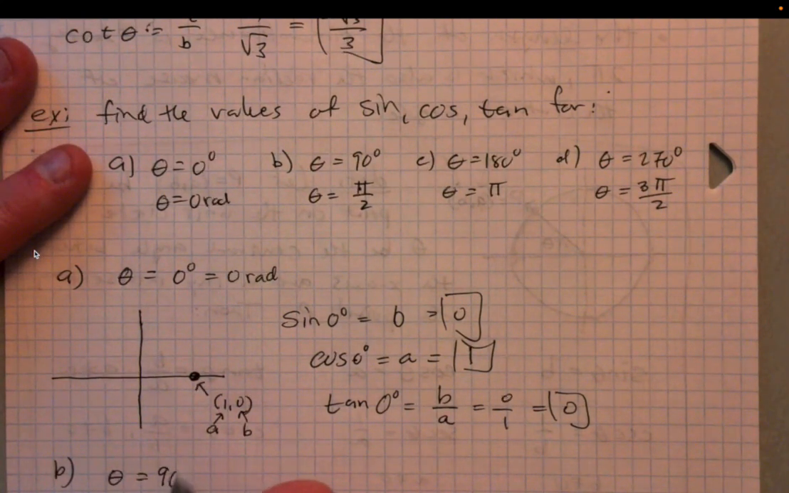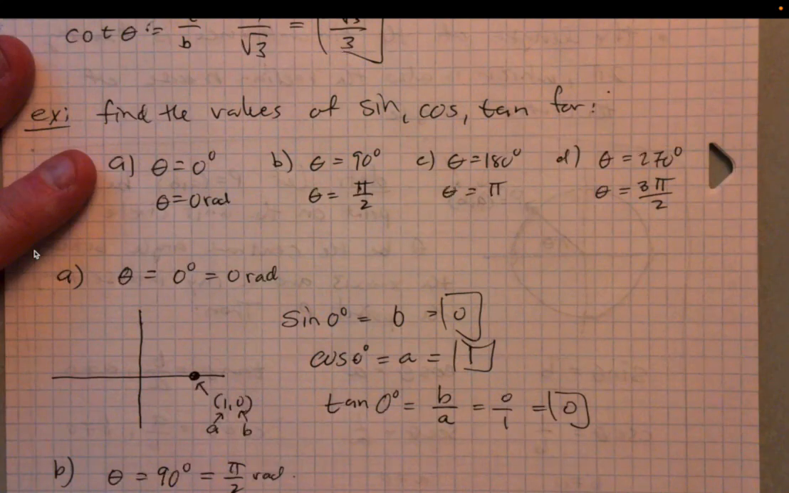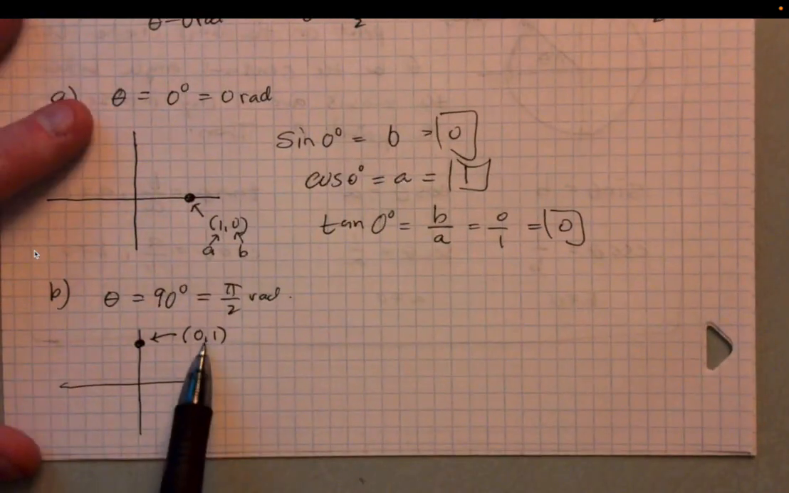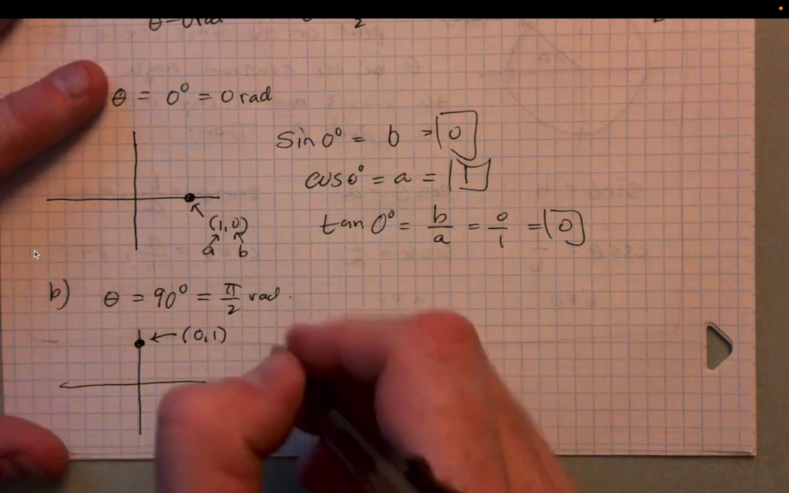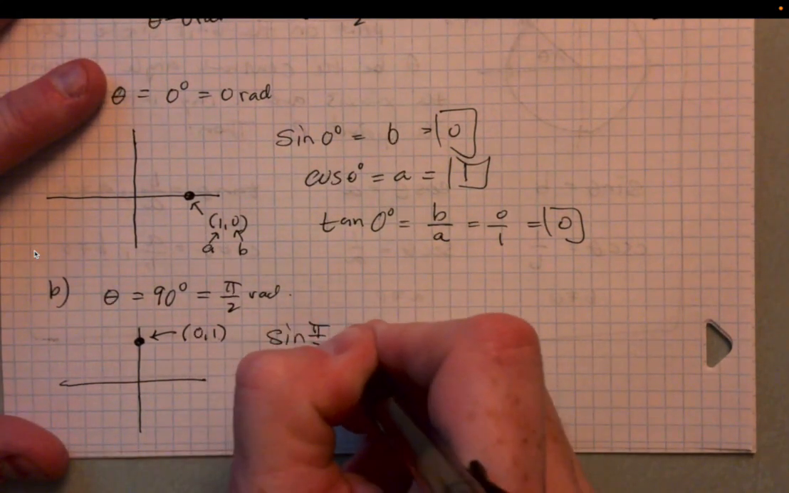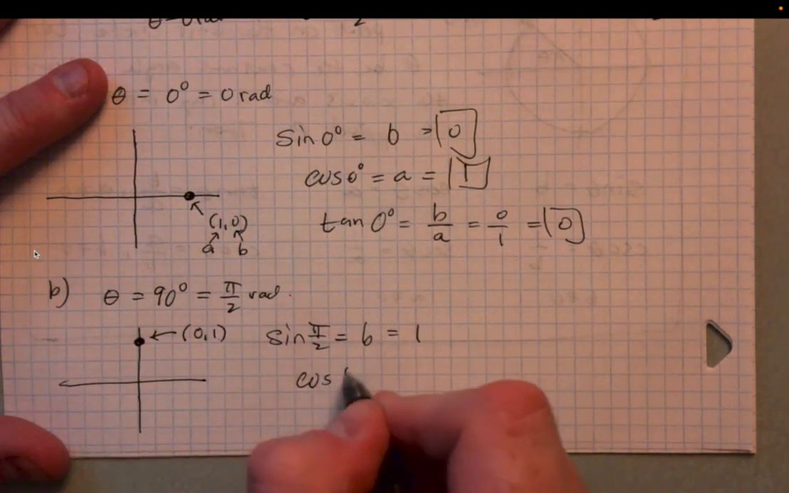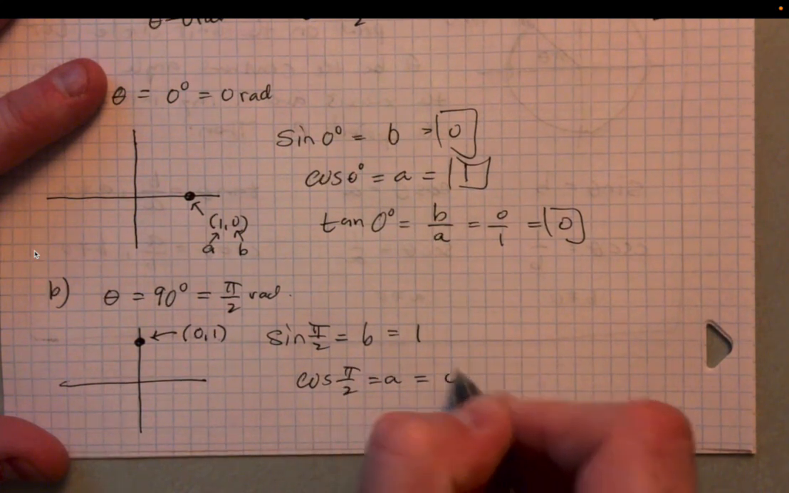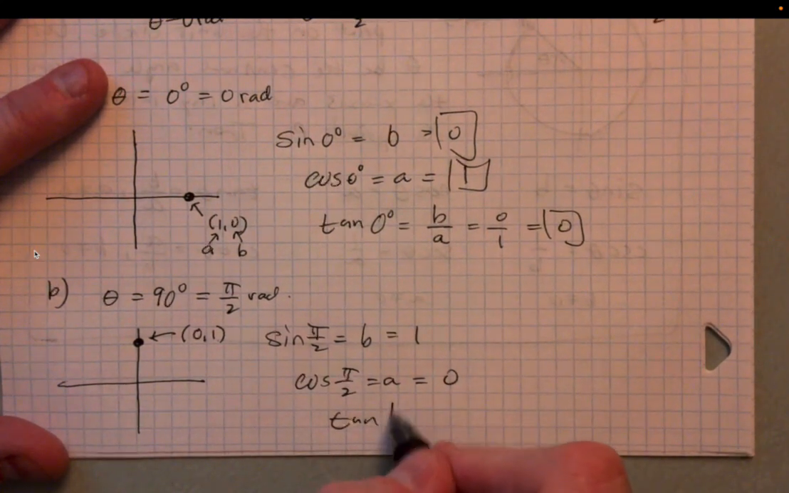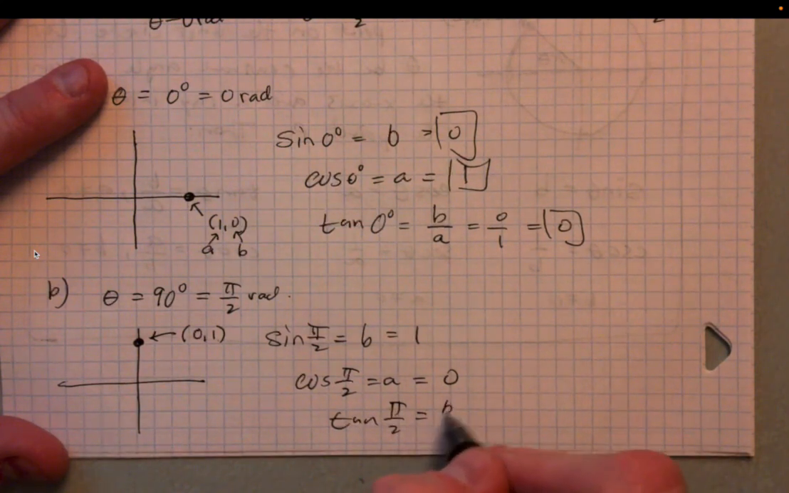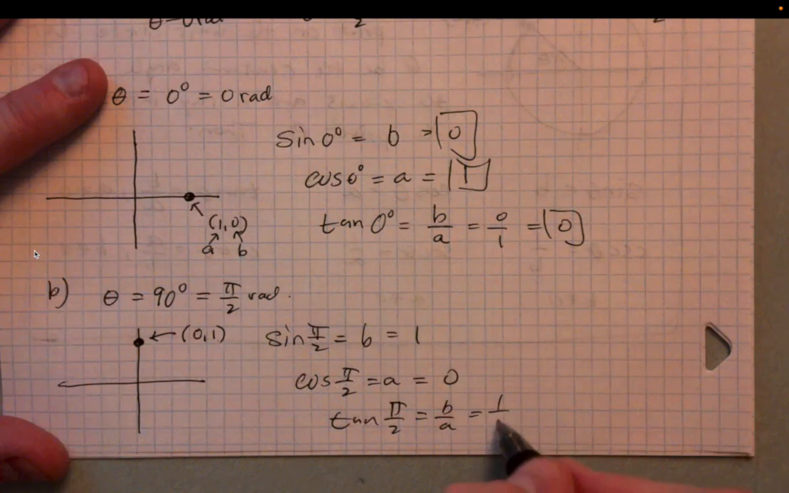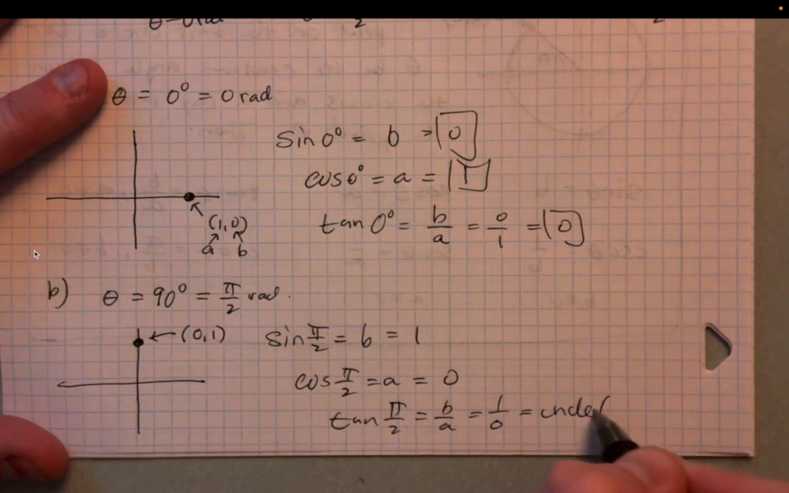So let's look at theta equals 90 degrees, which is pi over 2 radians. So we're going to pick a point on the circle at the top here, right? So this time we'll use (0, 1). 0 on the x-axis, 1 on the y-axis. Right? And so sine of pi over 2 is equal to b, which is 1. Cosine of pi over 2 is equal to a, which is 0. And the tangent of pi over 2 is equal to b over a, which in this case would be 1 over 0, which is undefined.